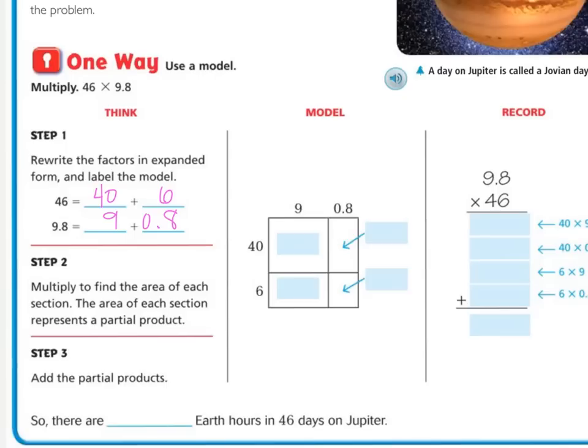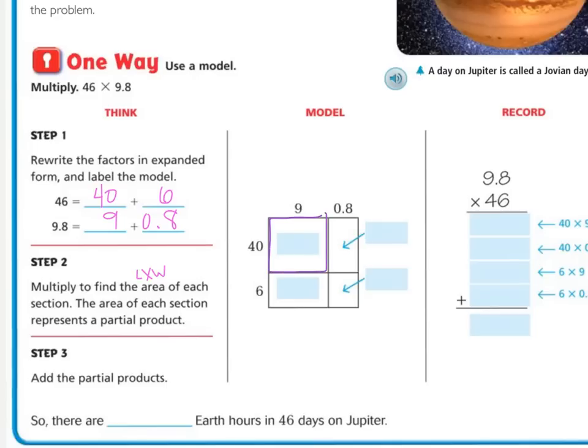So what we did is we drew a box, and we have the 40 on one row and the 6 on the other row, so that these are 46. And then we have the 9 and 8/10, split up with a line. So remember, the area is length times width, okay? And so we're going to find the area of this box right here.